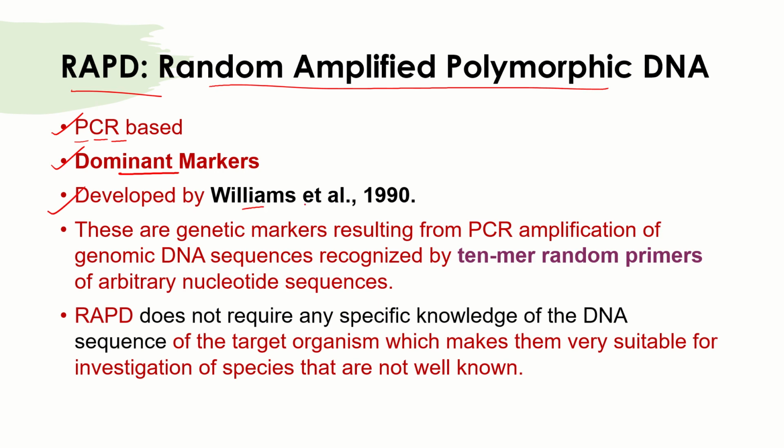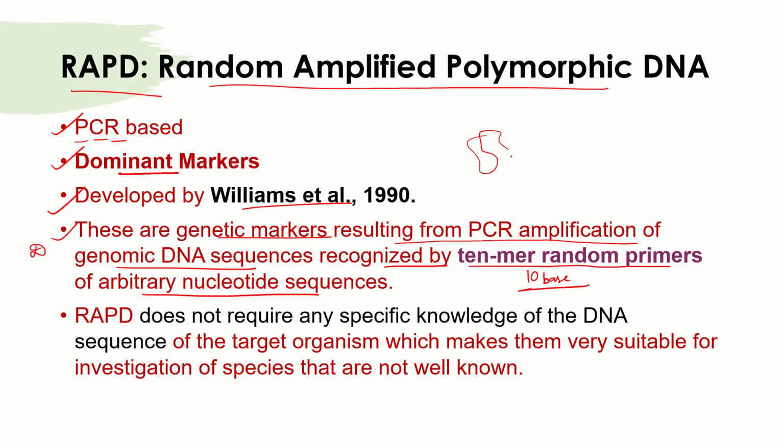It was developed by Williams et al. in 1990, so almost 10 years after RFLP, RAPD was designed. Then this is the definition of RAPD. These are genetic markers resulting from PCR amplification of genomic DNA sequences recognized by 10-mer random primers. 10-mer means primers which have a 10 base sequence. Those primers are used, and they are going to recognize arbitrary nucleotide sequences.